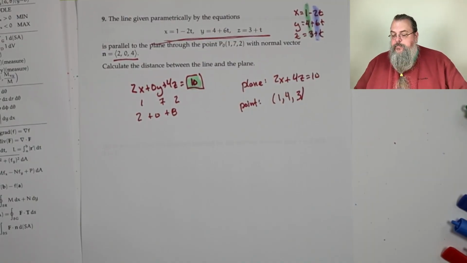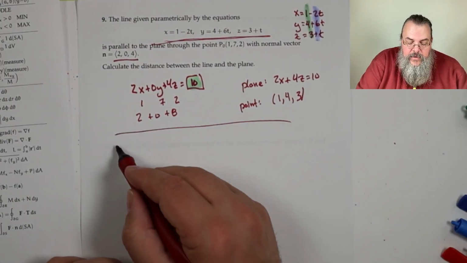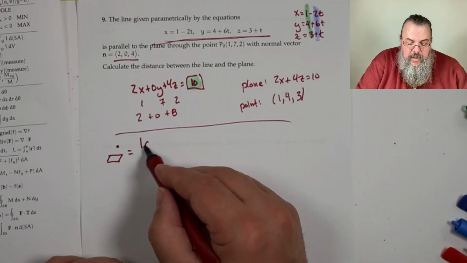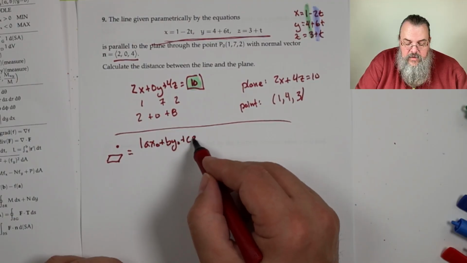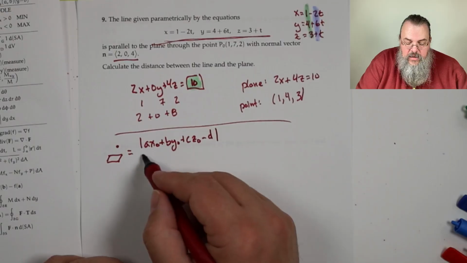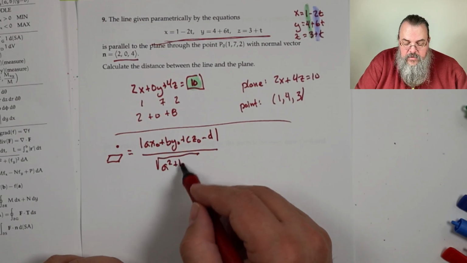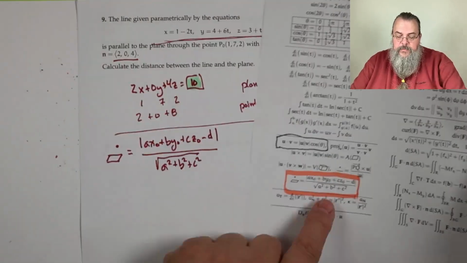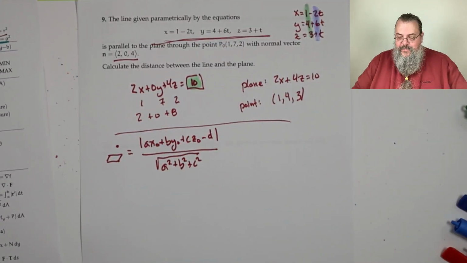All right, well, so what was the formula? I'm going to write it down. So here we go. Point, plane. It says ax0 plus by0 plus cz0 minus d, all of that divided by the square root of a squared plus b squared plus c squared. All right, I'm just copying it straight from the formula sheet. I don't have to memorize things. I just have to know how to use things. Knowing how to use things is more important.